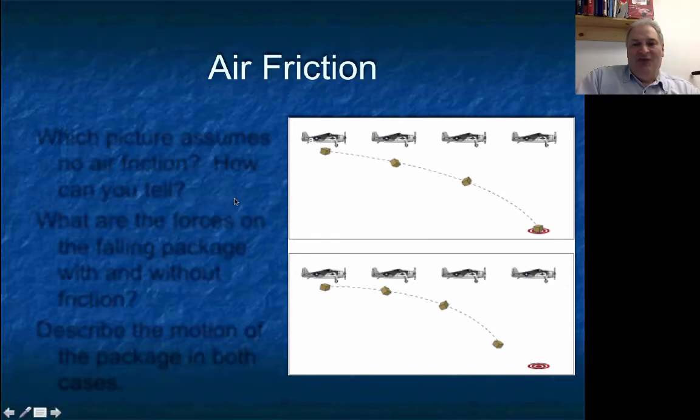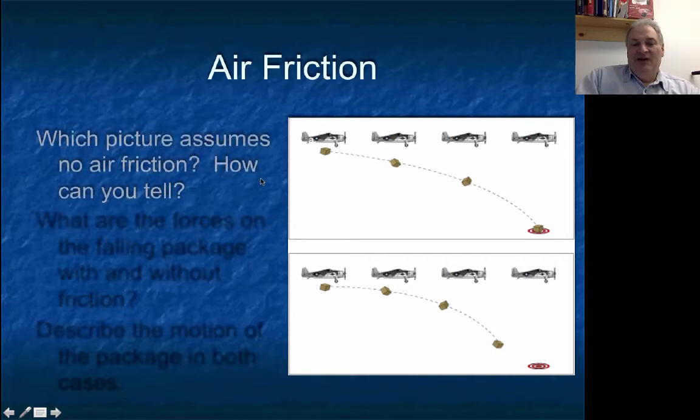We'll use a package rather than a bomb. My question is, which picture assumes that there's no air friction, and how can you tell? Well, in the top picture, the package is dropped from the plane, the plane flies along, the package falls, and the package falls directly underneath where the plane is. In the second picture, the package lags behind the plane, so the plane flies over the target spot before the package gets there, and the package is going to fall short.